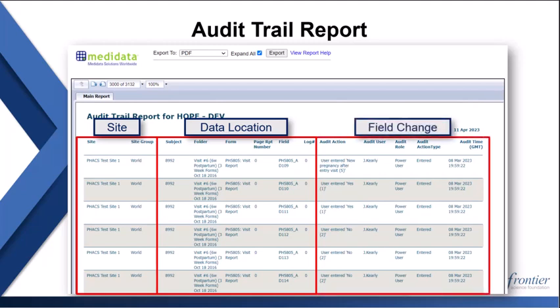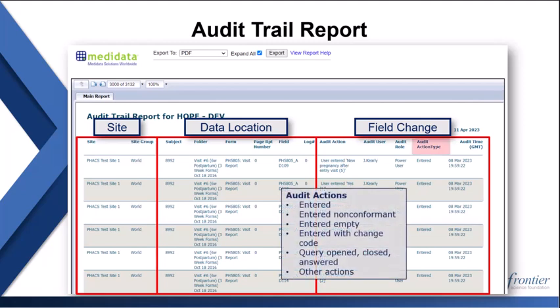Next, we see information about the actual data field change, including the action that was performed, the user performing the action, and the user's role. The audit action type may tell us that data was entered non-conformant, entered empty, entered with a change code, and it may also list information about queries being opened, closed, or answered, or a variety of other actions.